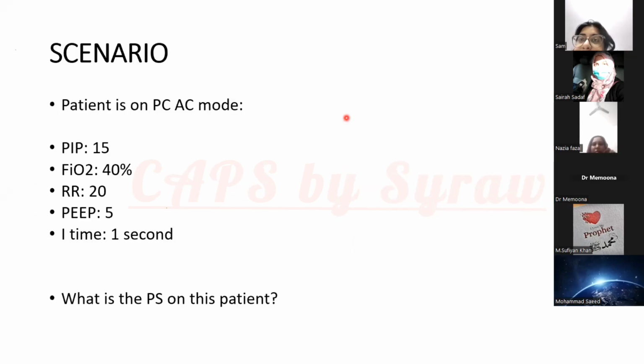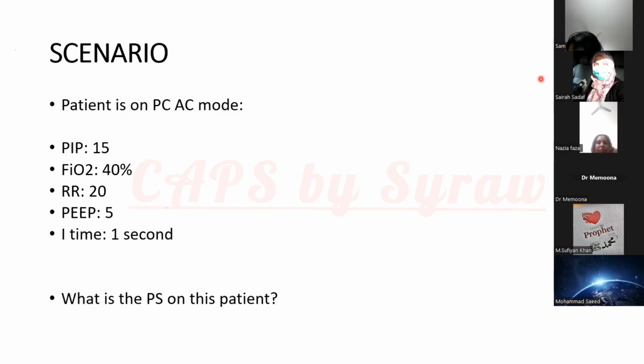presentation. The first scenario is that a patient is on pressure control assist control mode, PCAC. Since it's pressure control, we have set a peak inspiratory pressure of 15 centimeters of water, FiO2 of 40%, a rate of 20, PEEP of 5, and the I time, or inspiratory time, is 1 second. Would you like to comment on what the pressure support would be for this patient? You could type your answer in the chat box if you like.